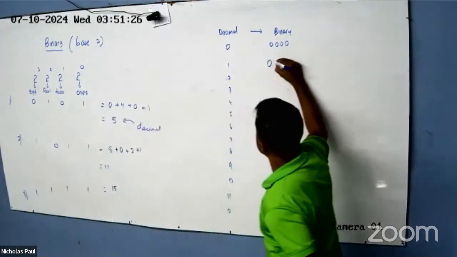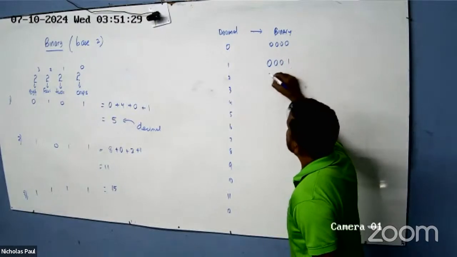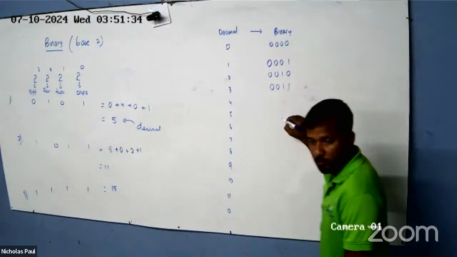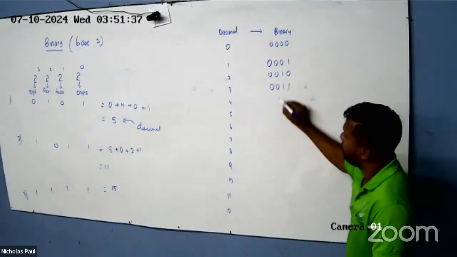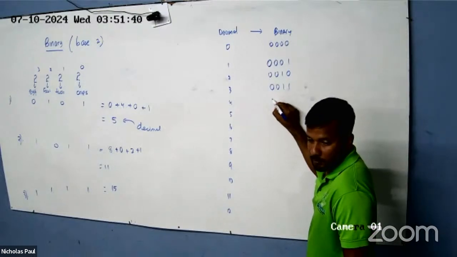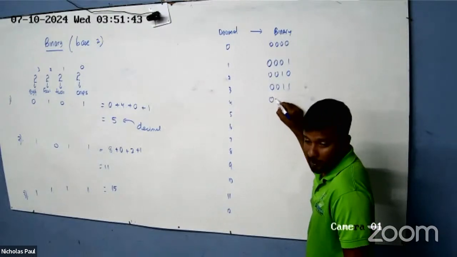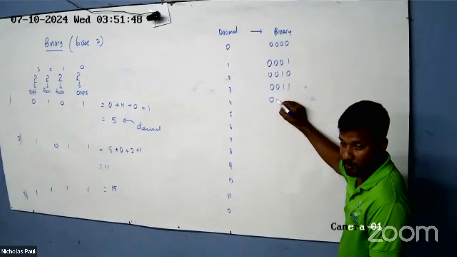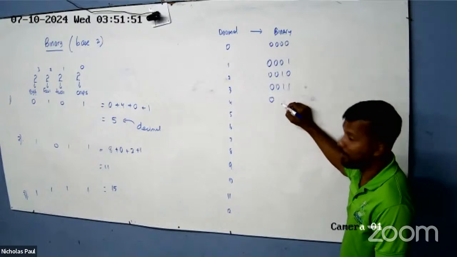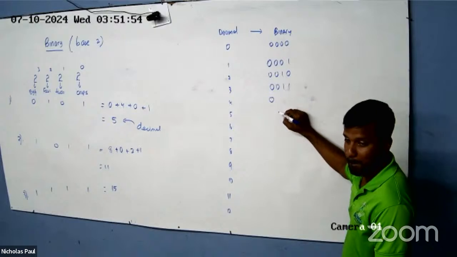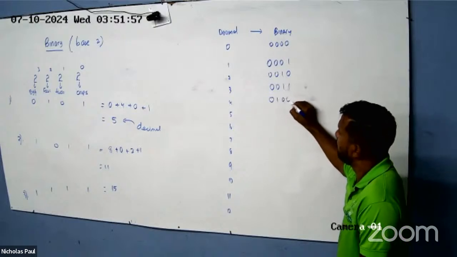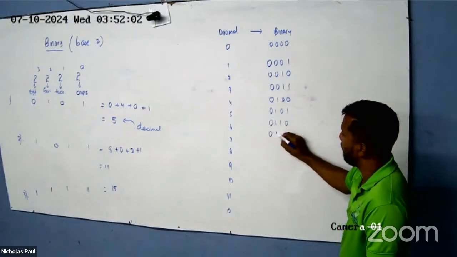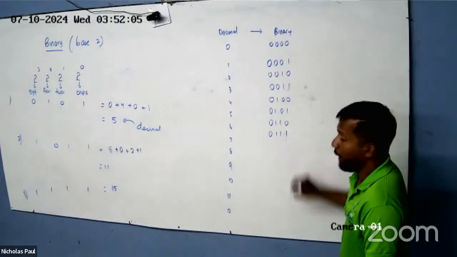Right, so 1 will be 0, 0, 0, 1. 2 will be 0, 0, 1, 0. 3 will be 0, 0, 1, 1. 4 is what? 0, 1, 0, 0. Right, 5 will be 0, 1, 0, 1. 6 will be 0, 1, 1, 0. 7 will be... Right, and so on, right?